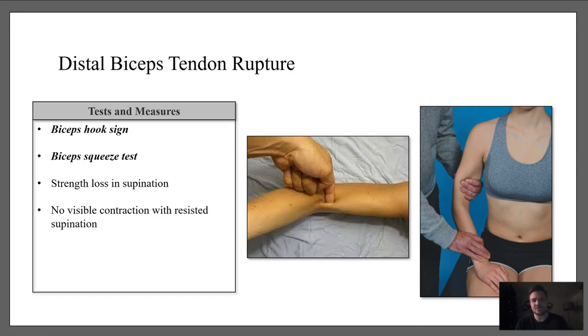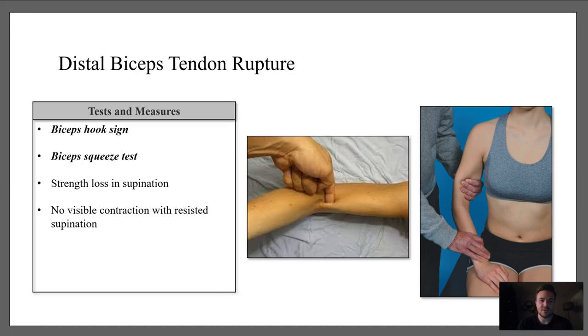What do we do for tests and measures? Two main tests here, the biceps hook sign and the biceps squeeze test. And so the hook sign, you can see you're literally going to try to hook under their distal biceps tendon. If you can get your finger underneath of an obvious biceps tendon, this would be a negative test for a biceps rupture. And so what I do is I document this as biceps tendon intact.